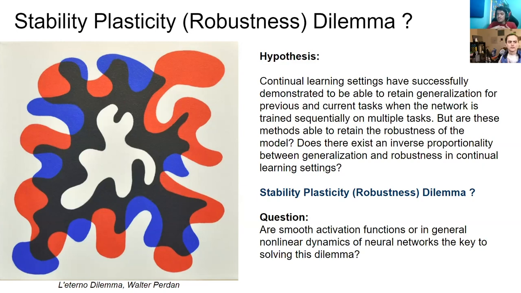So an open-ended question that I would definitely encourage the audience to consider experimenting with or brainstorming about is: if this dilemma exists, the stability, plasticity, robustness dilemma, then can smooth activation functions, or in general, non-linear dynamics of neural networks, be the key to solving it? Because we saw earlier that they do remove that inverse proportionality by giving you the capacity of not only improving the generalization, but also the robustness of the neural network in adversarial training settings.